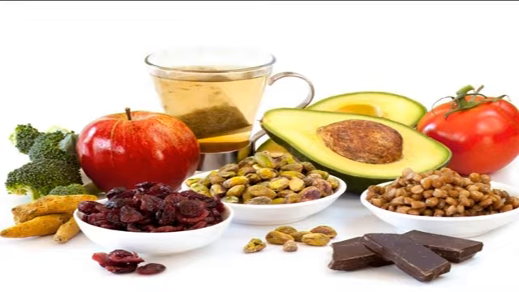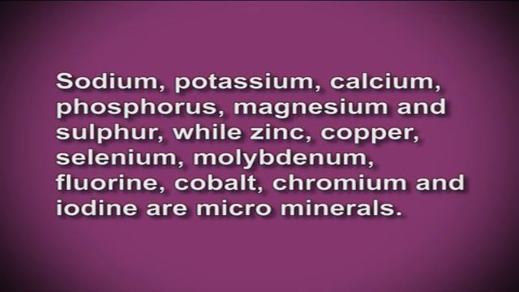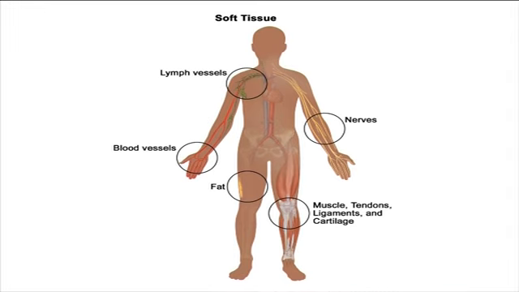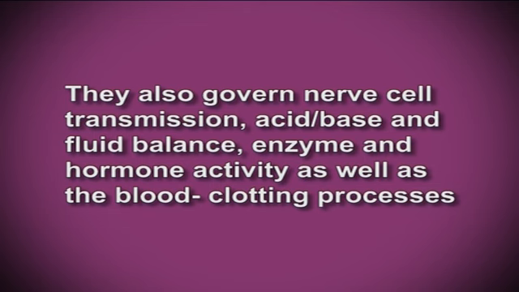The important macro minerals are sodium, potassium, calcium, phosphorus, magnesium and sulfur, while zinc, copper, selenium, molybdenum, fluorine, cobalt, chromium and iodine are microminerals. Minerals are required for maintenance and integrity of skin, hair, nails, blood and soft tissues. They also govern nerve cell transmission, acid base and fluid balance, enzyme and hormone activity as well as the blood clotting processes.